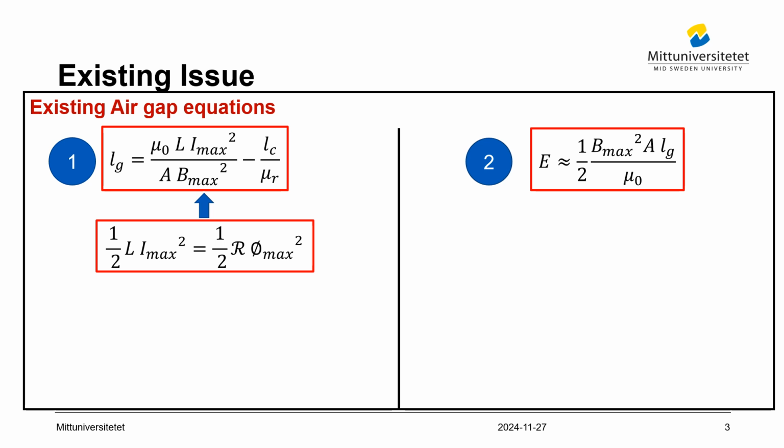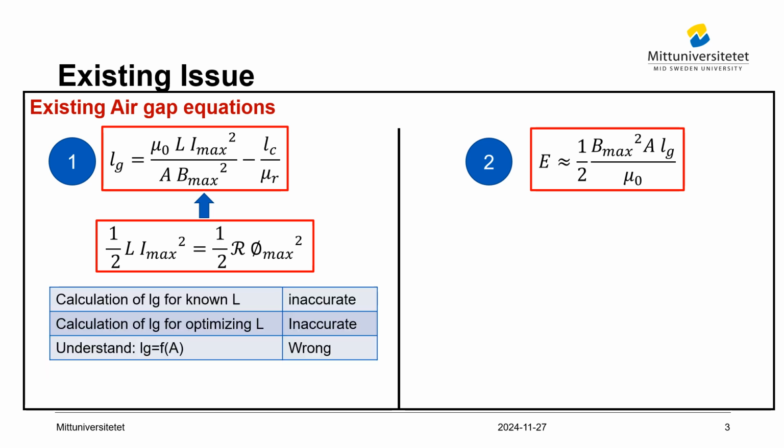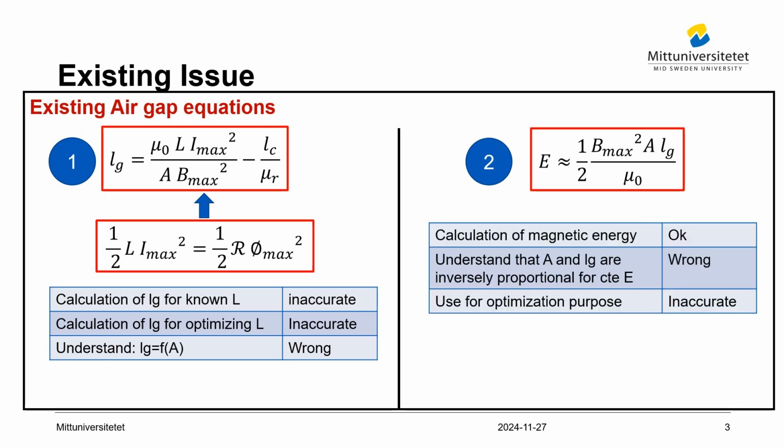However, this is not correct, because these equations are derived equations. They are not the fundamental equation, and they include redundant variables. So I have to say that the calculation of the air gap using these equations is not accurate. And if you use these equations to optimize your inductance, then you will also get inaccurate results. Understanding that the air gap is inversely proportional to the cross section is completely wrong. It's the same thing for equation number 2.